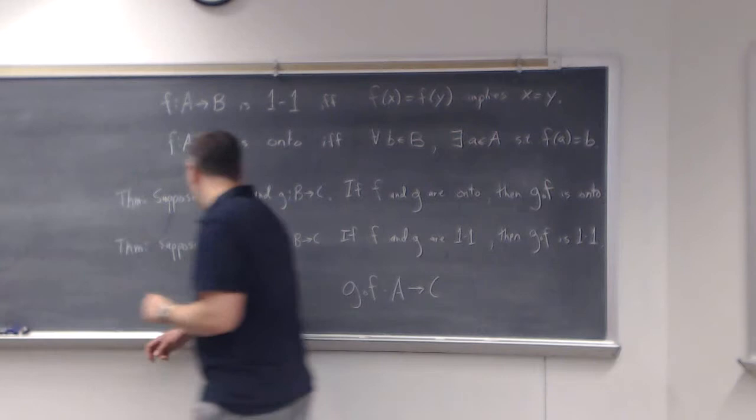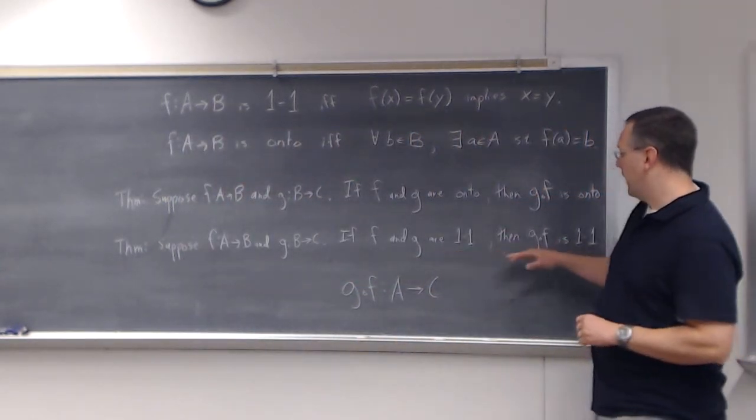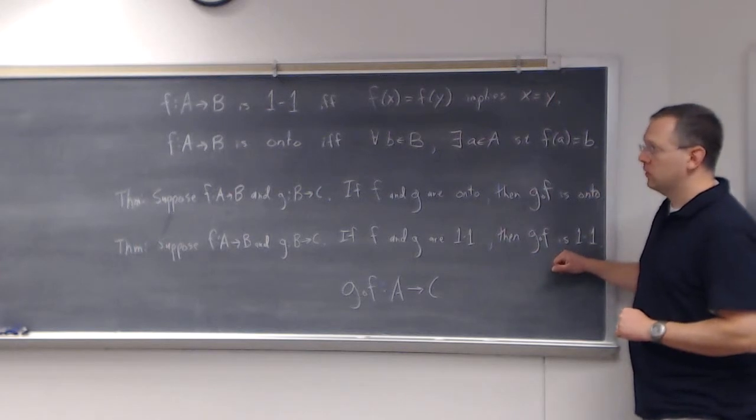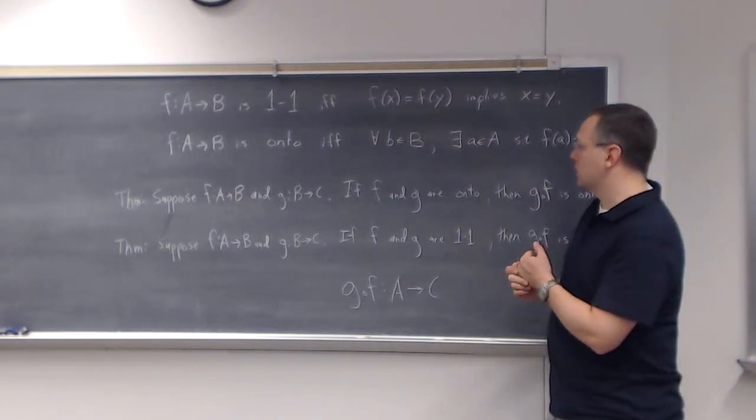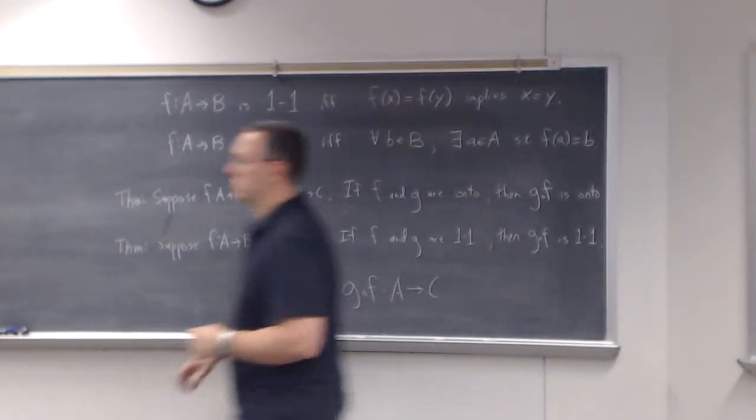And then half the class worked on this theorem. If f and g are one-to-one, then g composed with f is also one-to-one. Okay, so now we're going to look at the proof of the first statement. If f and g are onto, then g composed with f is onto.